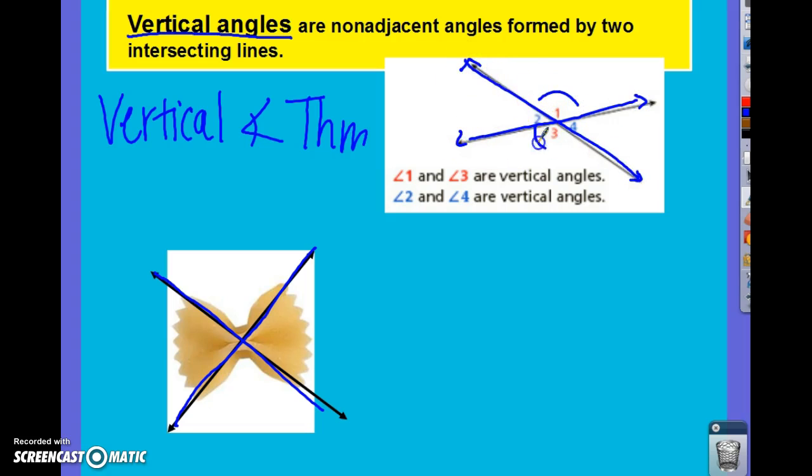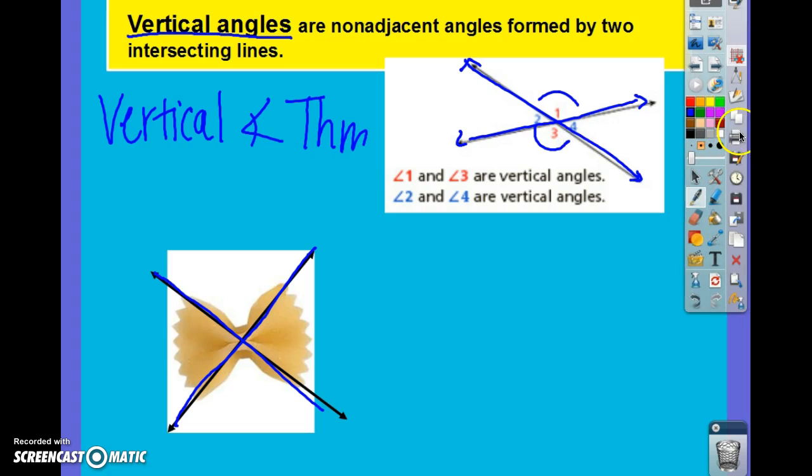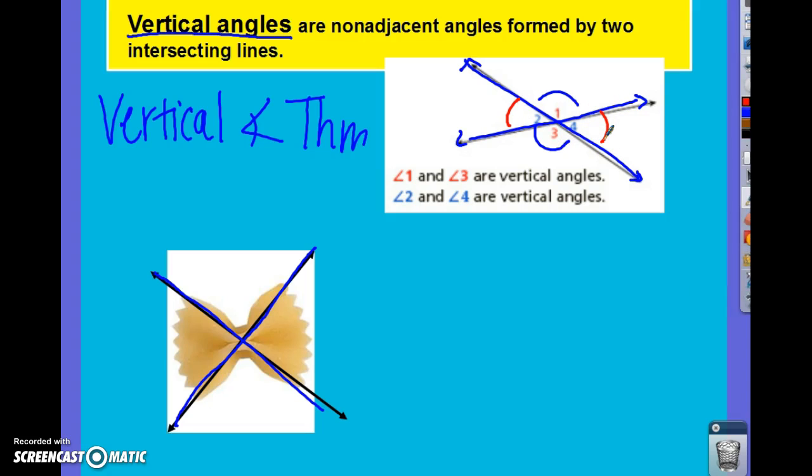And 1 and 3 are vertical angles. And 2 and 4 are vertical angles. Guys, these are non-adjacent. They are not next to each other. They are across from each other.